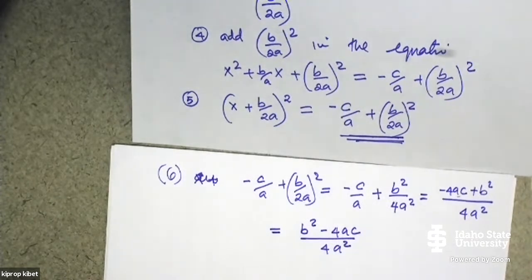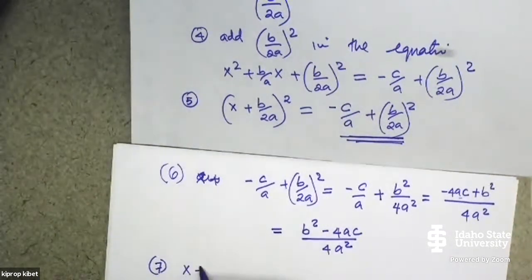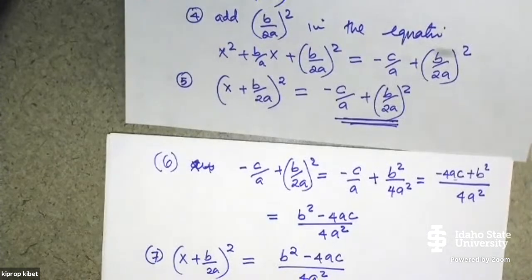So that is one side. Therefore, number 7, x plus b over 2a, squared, is now equal to b squared minus 4ac all over 4a squared. Now from there, what is the last step? We use the square root property.